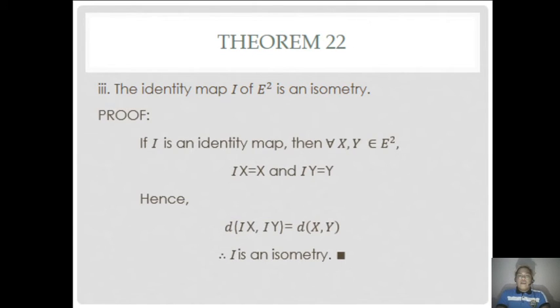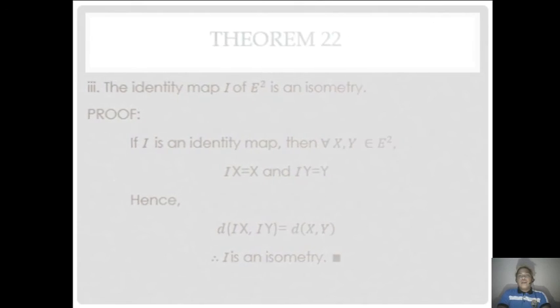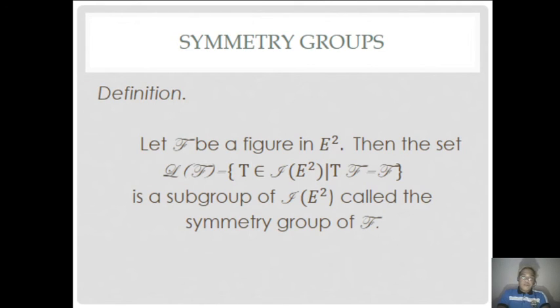Now let's move on to the symmetry groups. So here's the definition of symmetry groups. Let F be a figure in the Euclidean plane, then the set L of F is equal to the set containing T, an element of I of the Euclidean plane, such that T of F is equal to F, and is a subgroup of I of the Euclidean plane called the symmetry group of F.